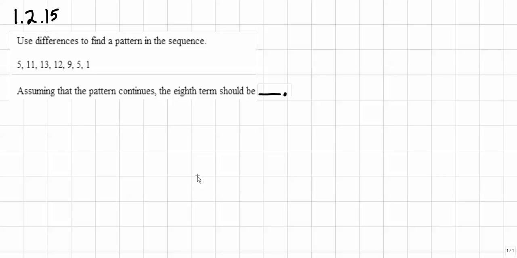Use differences to find a pattern in a sequence: 5, 11, 13, 12, 9, 5, and 1. What we want to do for this one is go ahead and write these numbers out. And we're going to start with the 5, obviously, and then we'll write 11, we'll write 13, we'll write 12, 9, 5, and then 1.